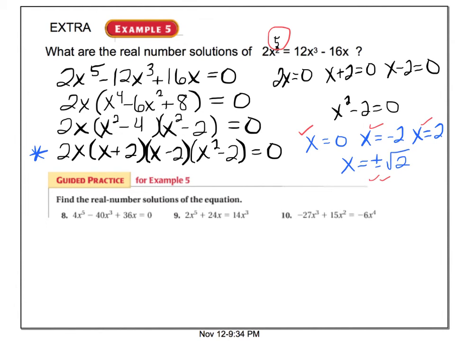Pause the video and do the 3 guided practice problems. When you're done, unpause it and come on back. Here are those answers and what they look like. I would appreciate it if you did write these all out using the zero product property. I was just running out of room. Stare at these, make sure you got the same answers and the right number of answers.